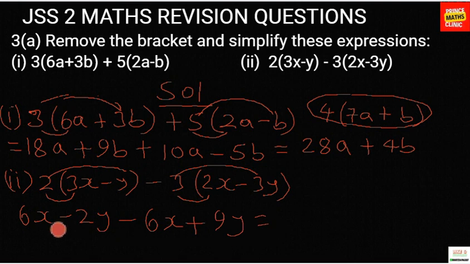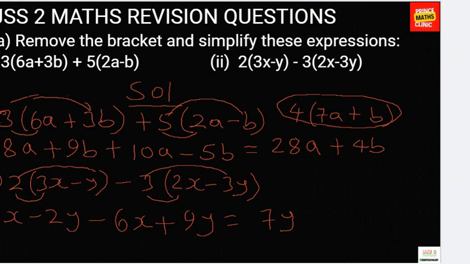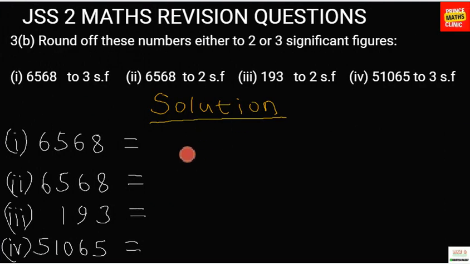Then collect like terms. 6x minus 6x has gone, right? So what do we have left? We have positive 9y minus 2y, which is actually 7y. That is the result of number 3A. So let's look at 3B, which is actually our last question in this particular revision exercise.